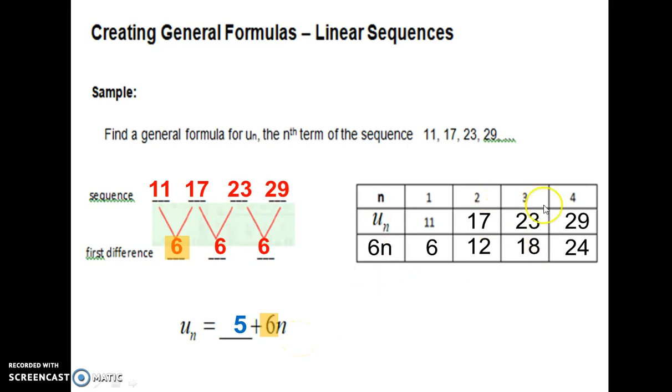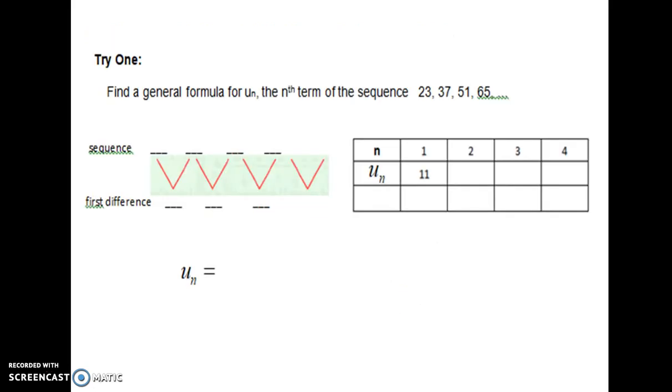So that's how you create a simple linear sequence. Again, we're using this kind of long approach here. You'll see why it's going to help us out with more difficult problems soon. So please try this one. Fill things in, and let's see how you do.